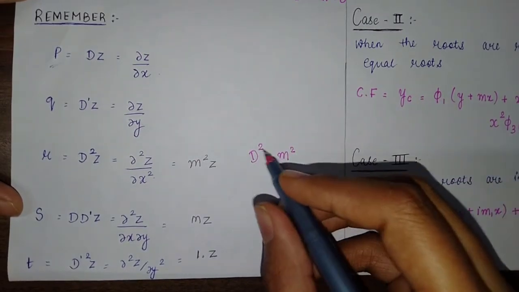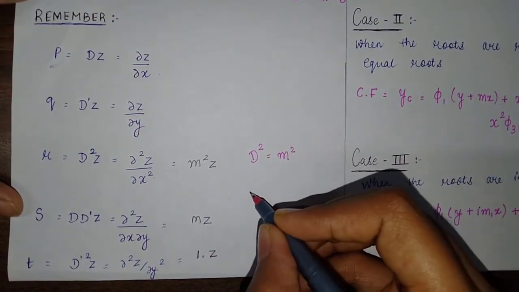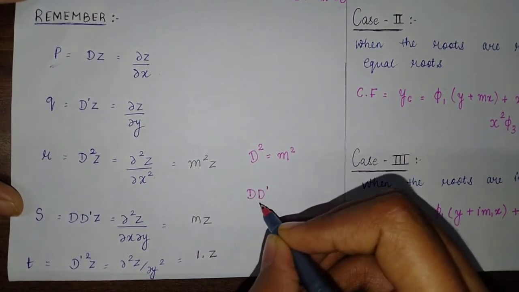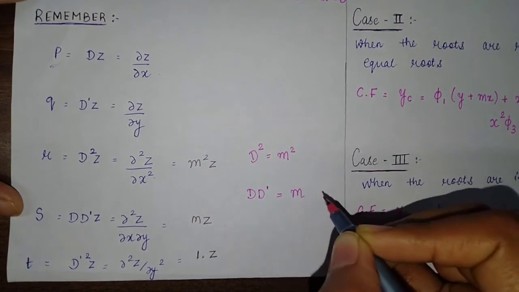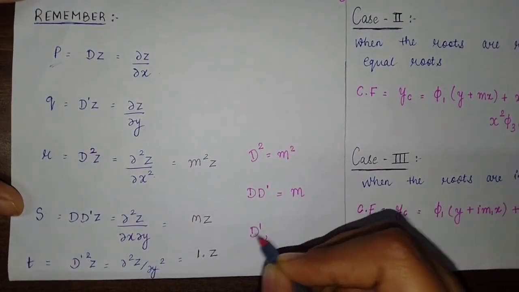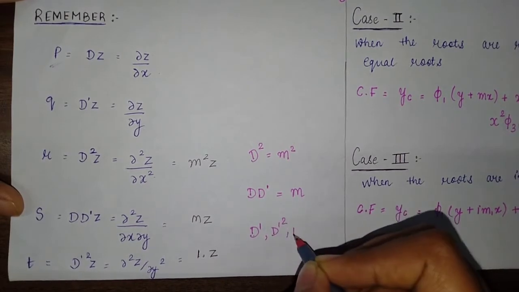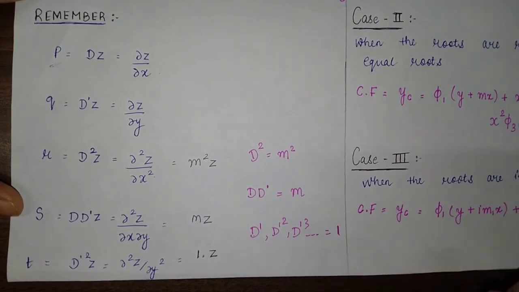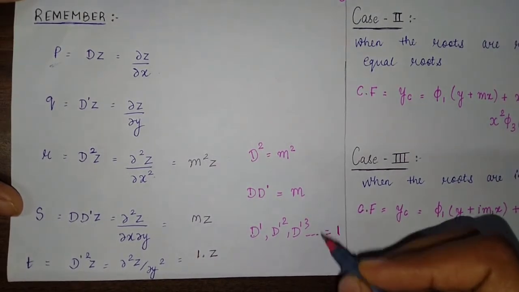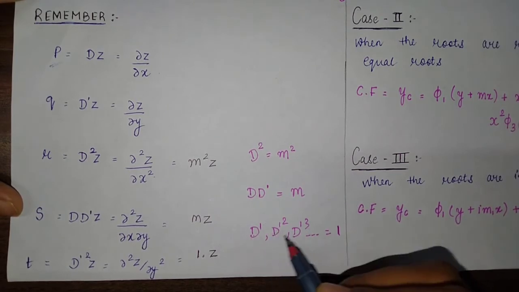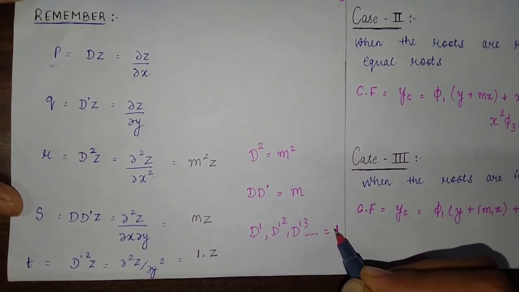Wherever d square is there, you have to put m square. Then in many places it may be given like d into d dash; in place of d into d dash you have to write m. And in place of d dash square, d dash cube, the value of all this is equal to 1. d dash raised to 4, d dash raised to 5, anything d dash raised to a power, it is always equal to 1.